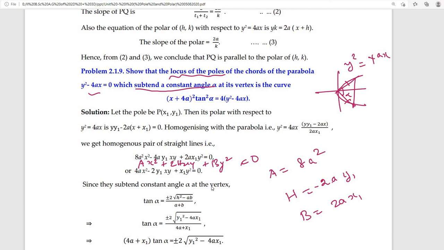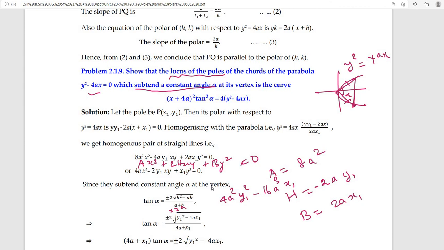In between steps are skipped here, because h square is 4a square y1 square, minus a into b, which is 16 a cube into x1. So 4a square is taken out, which means you get it as 2a. What remains is y1 square minus 4a x1.